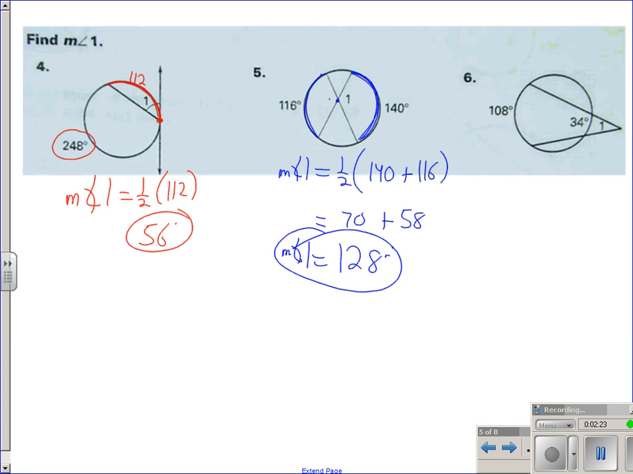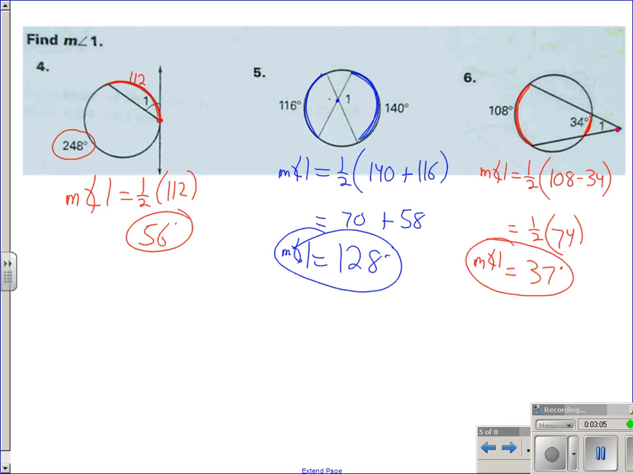Okay, and example 6, now our vertex is outside of the circle. The intercepted arc. So if we follow these angles out, we have this intercepted arc here and this one. Because the vertex is outside of the circle, the measurement of angle 1 is going to equal 1/2 the difference of the intercepted arcs. You take the larger one minus the smaller intercepted arc. So 108 minus 34 is 74. Half of that is 37 degrees. There's the measurement of angle 1. Okay? Those are just the basic examples of these relationships between angle measurements and the intercepted arcs.